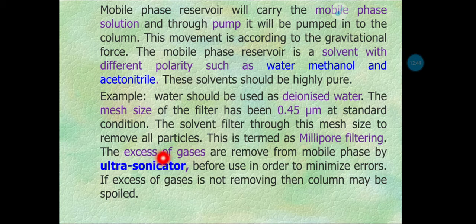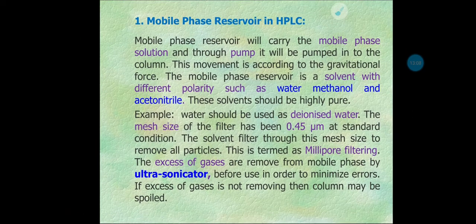The excess of gases present in dissolved form in the solvents are removed from the mobile phase by ultrasonicator or ultrasonication before use, in order to minimize the error. If excess gases are not removed, then the column may be spoiled or damaged. So before use the mobile phase should be filtered, that means millipore filtration has been done.